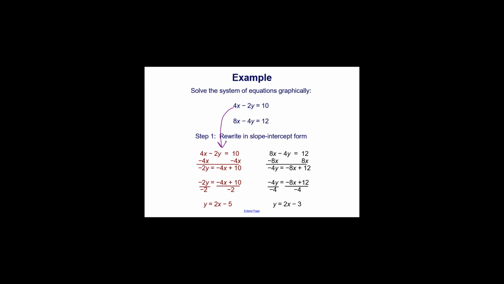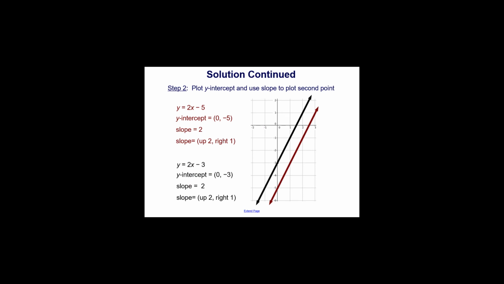The first equation, 4x minus 2y equals 10, we have to first subtract 4x from both sides of the equation, and then divide both sides of the equation by negative 2 to get y equals 2x minus 5. The second equation, 8x minus 4y equals 12, we first have to subtract 8x from both sides of the equation, and then divide both sides of the equation by negative 4, which gives us the equation y equals 2x minus 3.